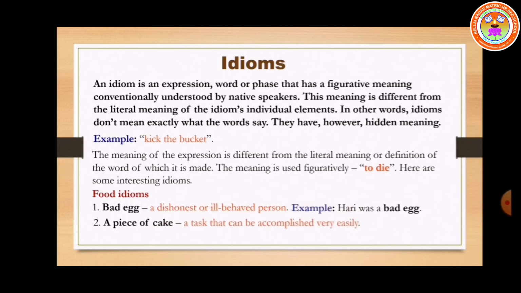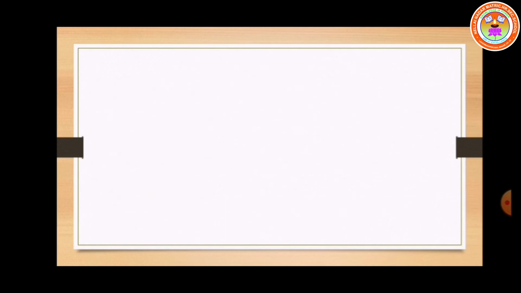Number 2, a piece of cake, which means a task that can be accomplished very easily. A task which can be performed very easily. The example is English is a piece of cake. English is a piece of cake. It is very easy to learn or perform or speak, whatever it is.